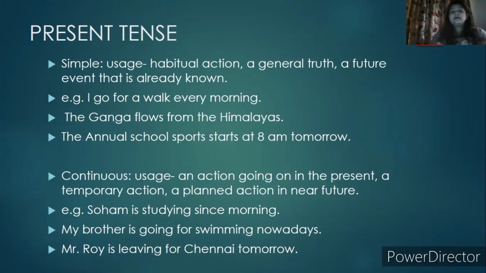Now this and the simple present tense usage of a future event are more or less the same. For example, the election is going to take place from 20th of April. So an event which is already planned in the future is also denoted with the help of present continuous tense.